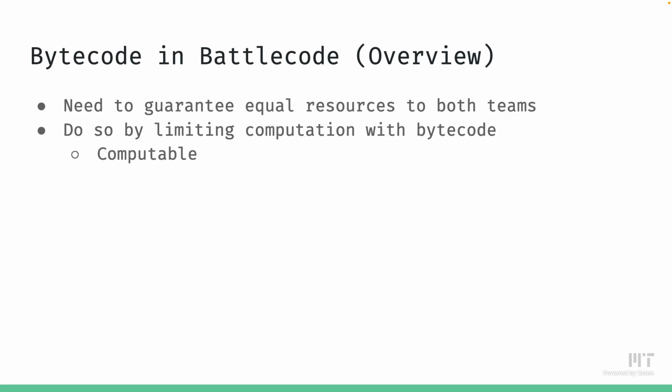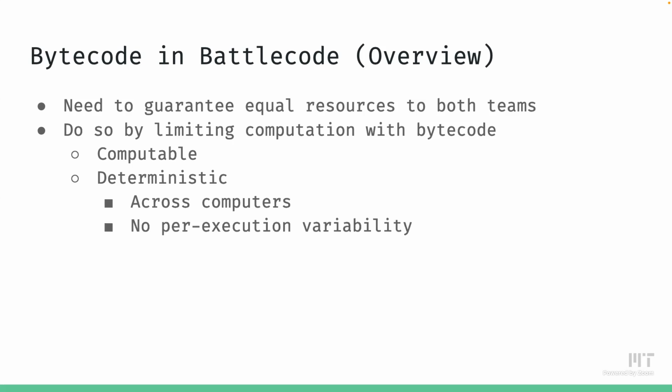Well, because it's computable. That means we can look through the program before it runs and figure out how much bytecode different parts of the code take to execute. More importantly, it's deterministic, which means that every time we run the program, it will always use the same amount of bytecode. It doesn't matter what machine it runs on, it'll always be the same, and the same for each execution.